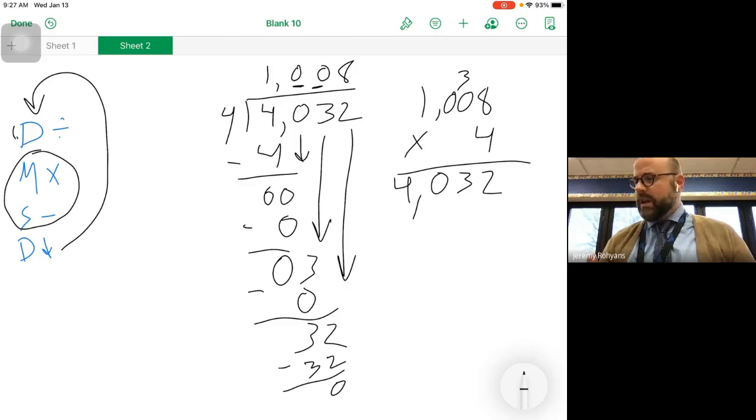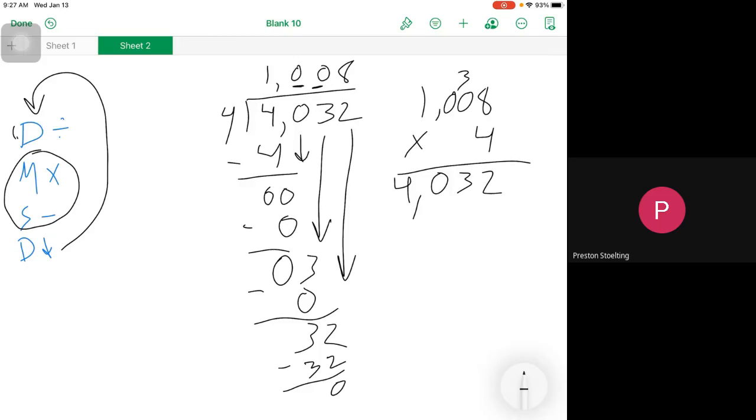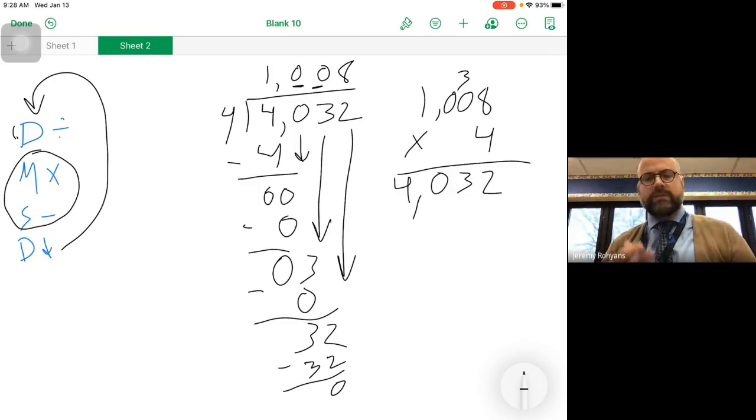Fabulous. Are there any questions about division? No questions about division. Anybody else? If you have a question, raise your hand and we can work through this together, because I'm sure some people have the same questions that you might have.